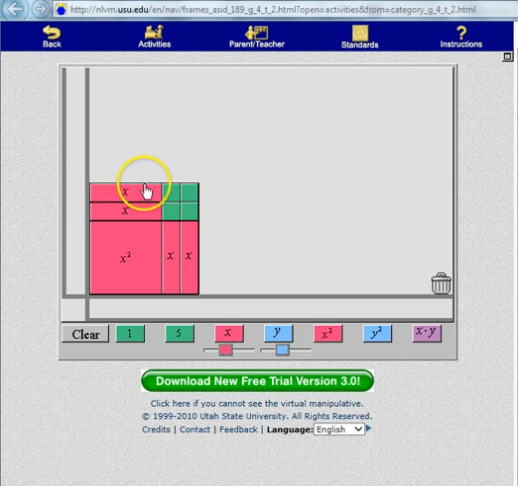A length of x plus 2. Notice what it is here. A length of x plus 2. And notice what it is here. A length of x plus 2. So this is a perfect quadratic trinomial. It's a perfect square, and it is the square of x plus 2.